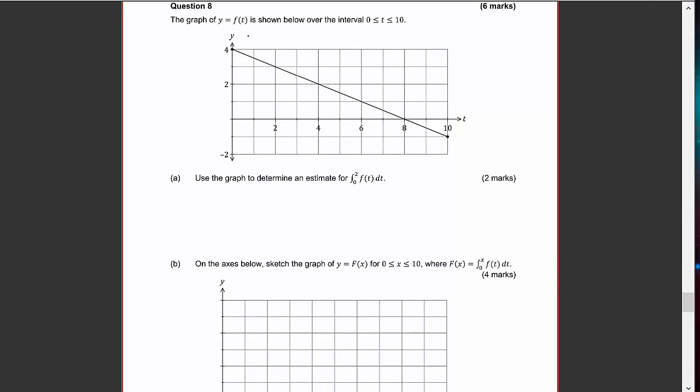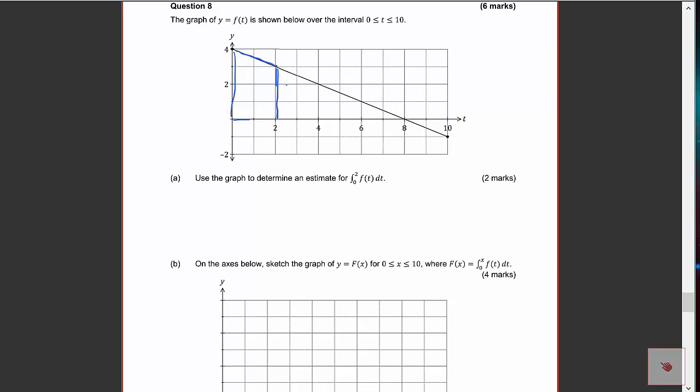The graph of y equals f of t is shown below over the interval t between 0 and 10. We want to determine an estimate for the integral from 0 to 2 of f of t dt. Well, that's going to be the area of this trapezium, just here.